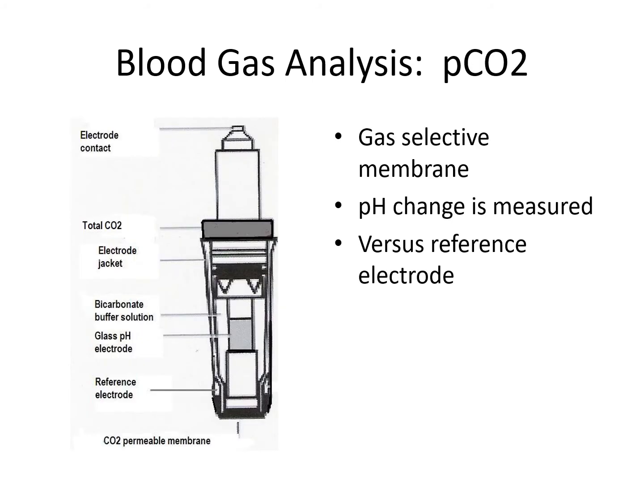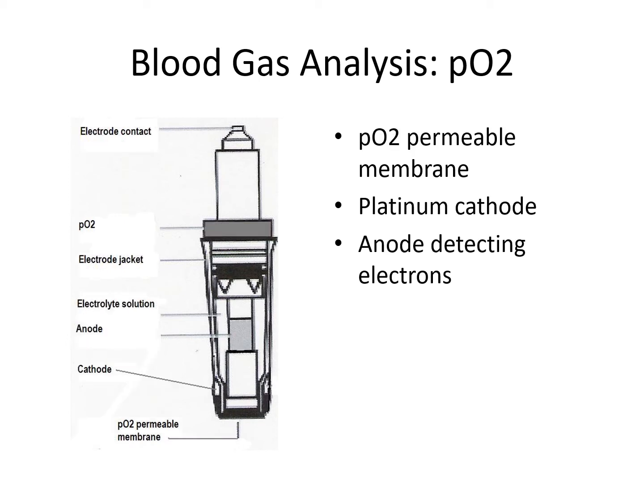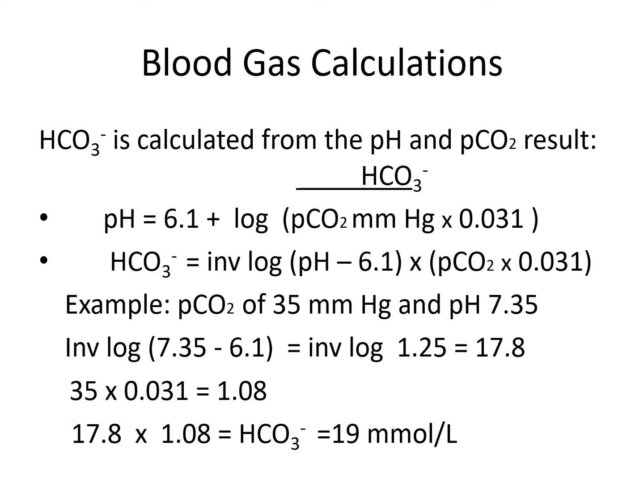The PCO2 electrode is based on the pH electrode, but instead of measuring the change in the potential, we check for the change in the pH against the reference electrode. The PO2 electrode is also what we know as Clark electrode. So it has a platinum cathode and an anode that is capable of detecting electrons.